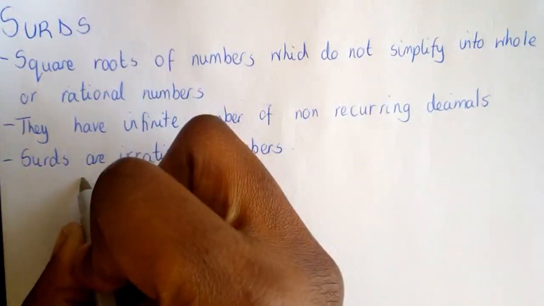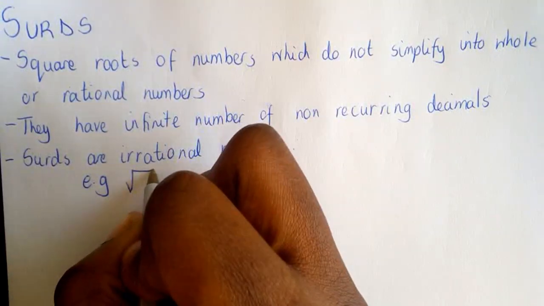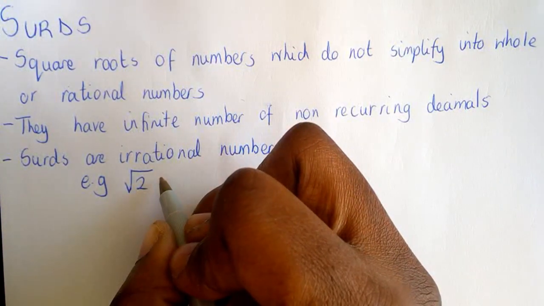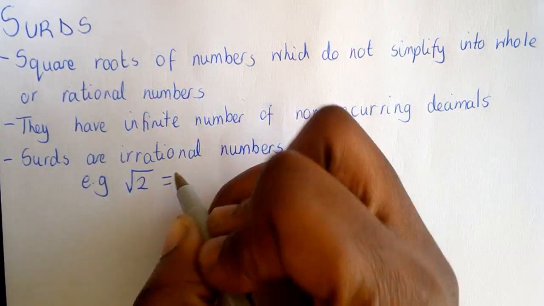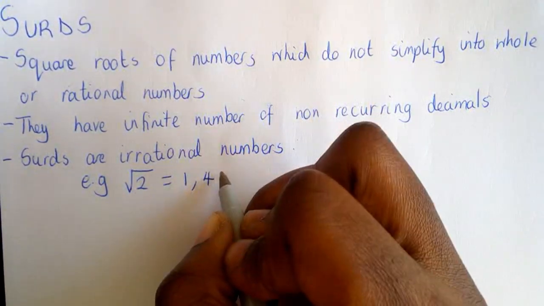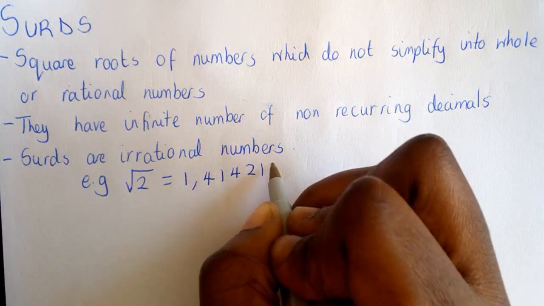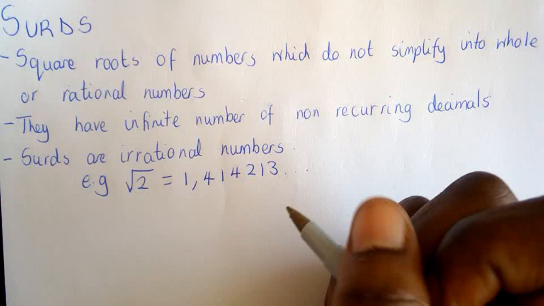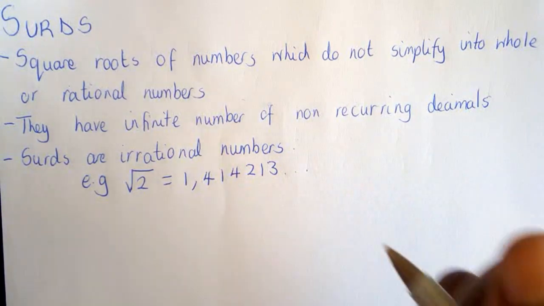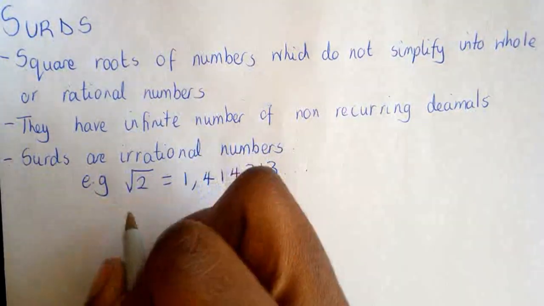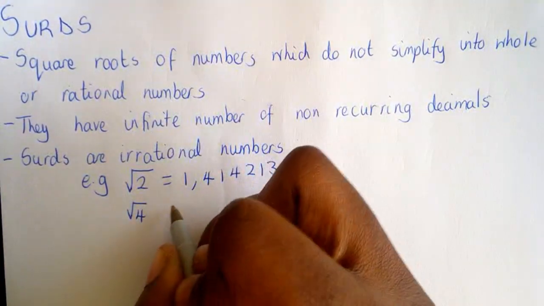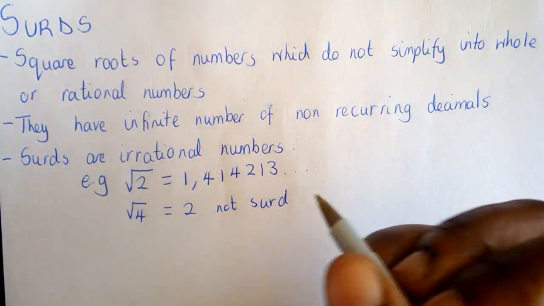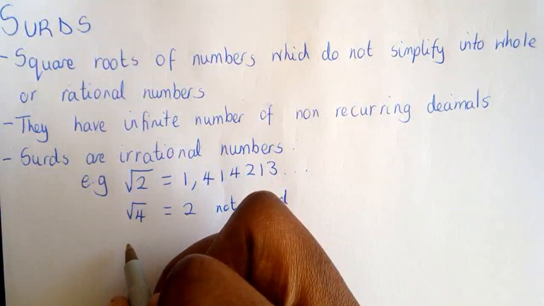So examples of surds, e.g. square root of 2 is a surd because if you enter the number on your calculator, the square root of 2 is equal to 1.414213 and so on. The numbers are non-recurring and also they do not end, so it is a surd. And if we say square root of 4, it is equal to 2. This is not a surd since the square root of 4 is an exact number.